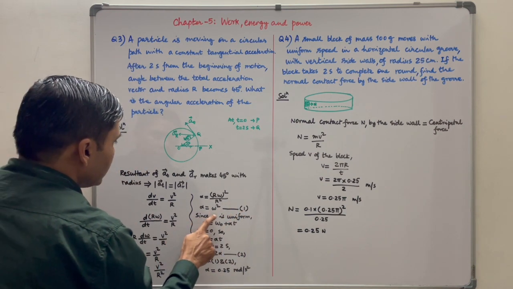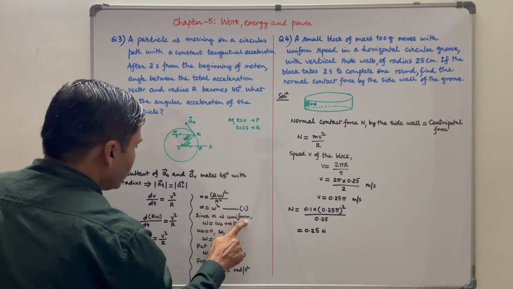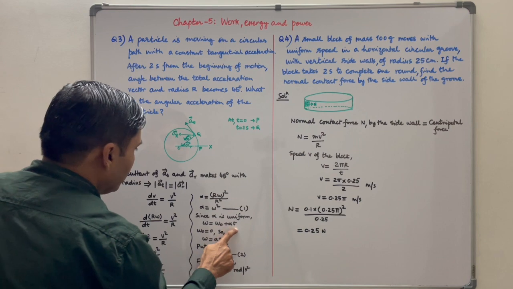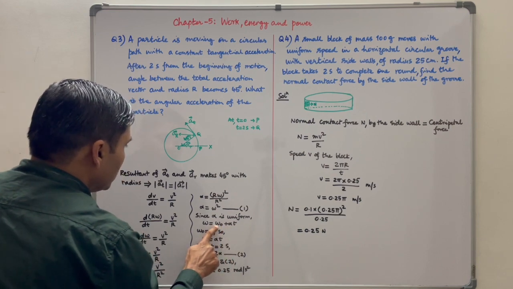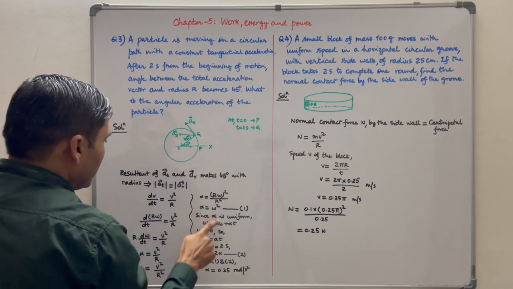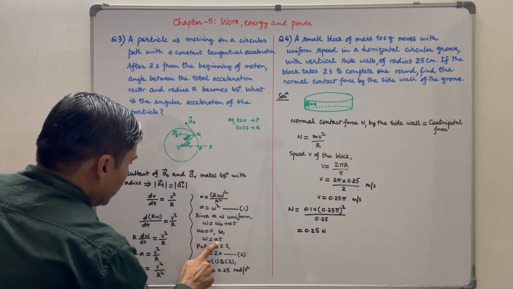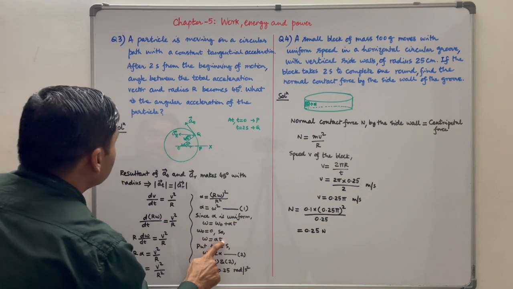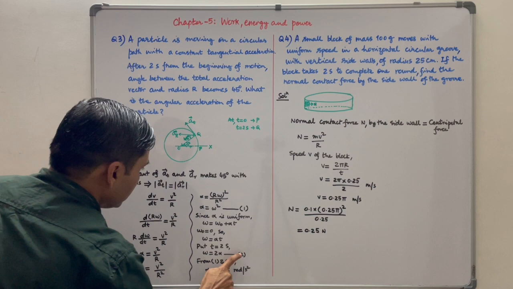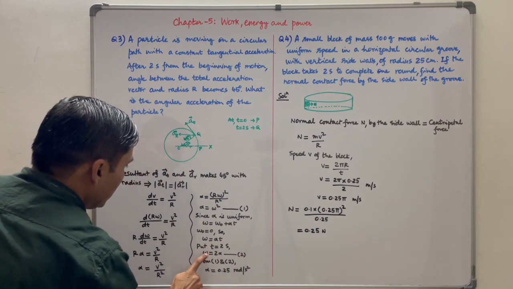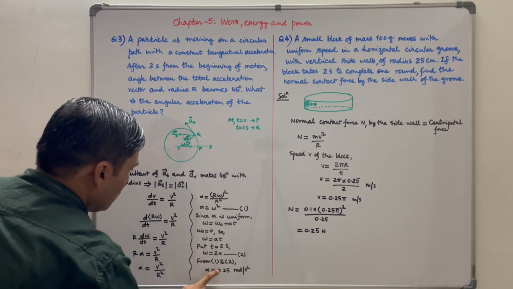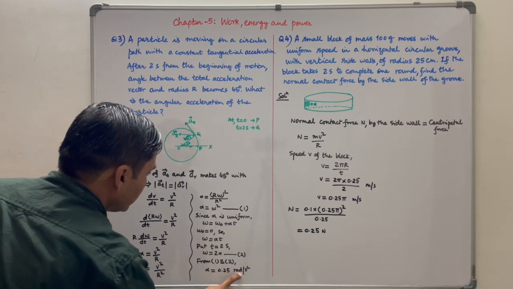Since angular acceleration alpha is uniform or constant, we can use this equation omega is equal to omega 0 plus alpha t. Omega 0 is 0 because at t is equal to 0, particle was at rest. So omega is equal to alpha t. Put t is equal to 2 seconds. So we get omega is equal to 2 alpha. Suppose this is equation number 2. Put the value of omega in equation number 1. So we get alpha is equal to 0.25 radian per second square.